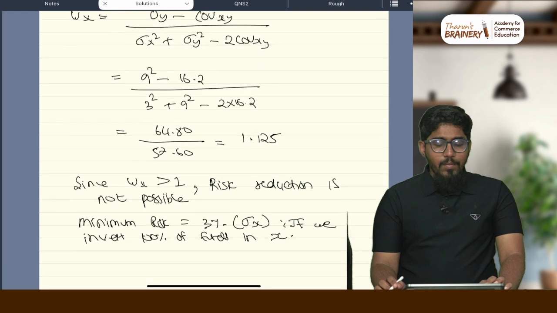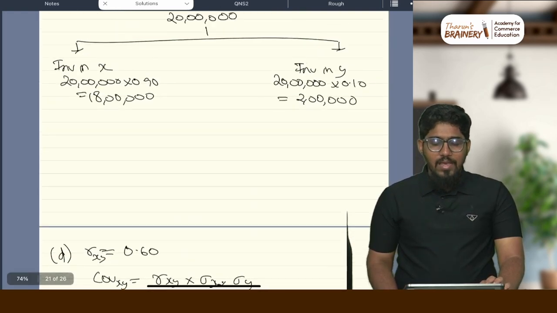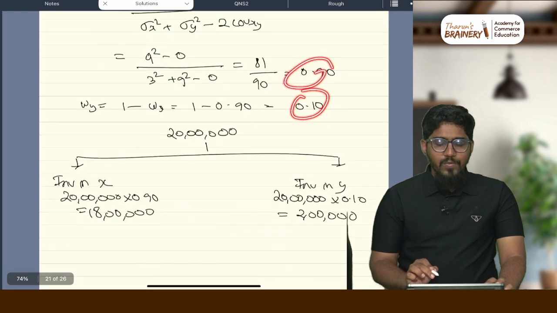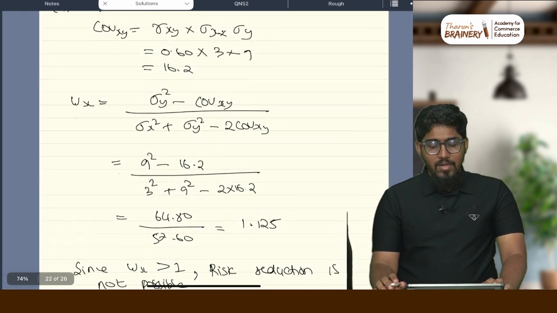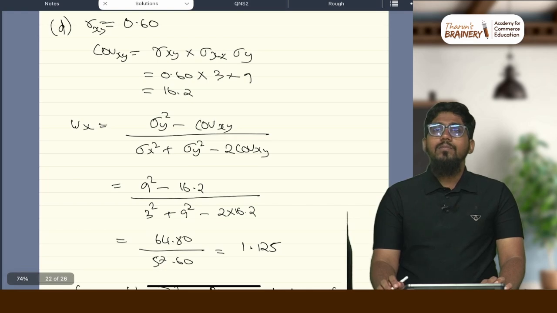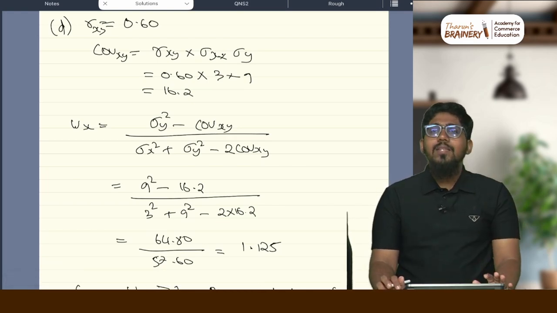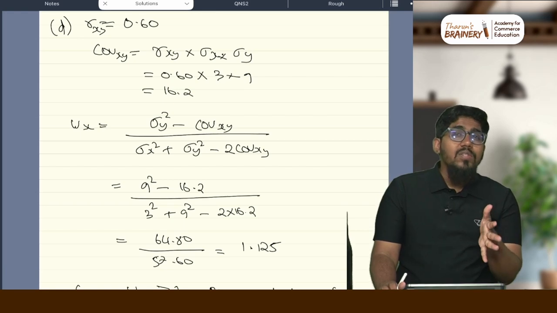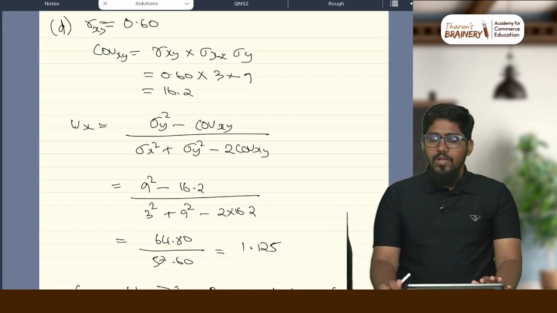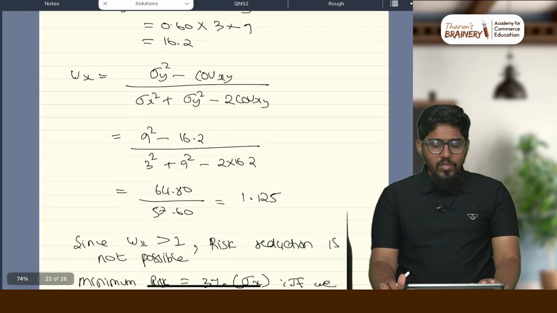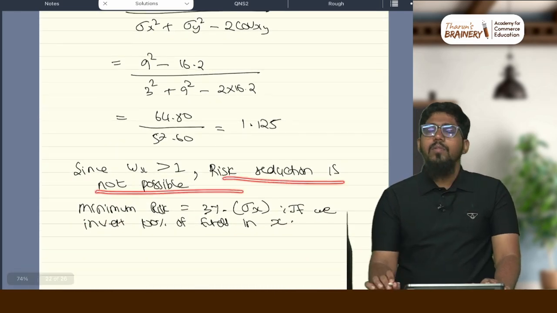Now here the important part is weight of X itself is 1.125. See, everywhere you are getting some value for weight of X and weight of Y. Here weight of X itself is 1.125, sir. Now what should I do here? Which means there is no chance you can reduce the risk. The answer is that it cannot be reduced. There is no reduction possible. Since weight of X is more than 1, risk reduction is not possible.